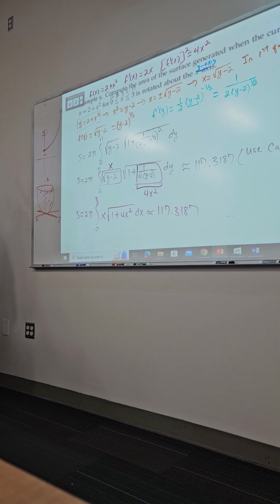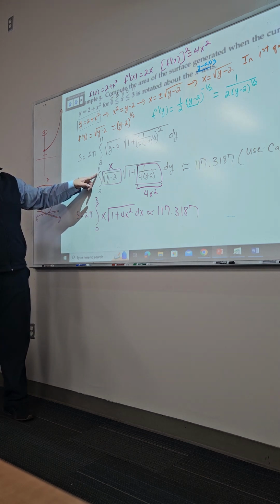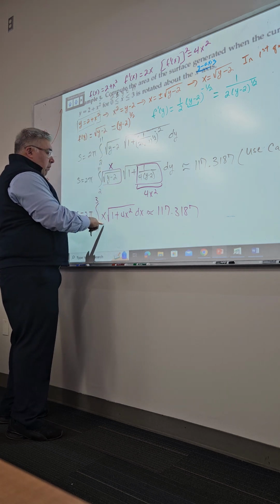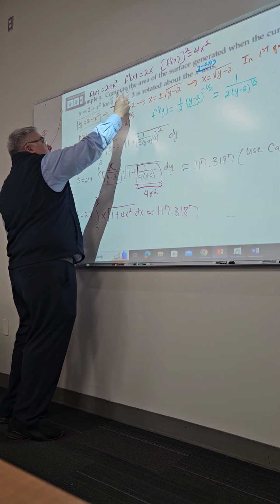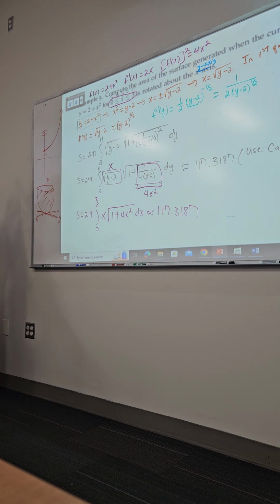Does that make sense? To not change any of the bounds, you have to change the bounds though? You kept the original 0 to 3. No, the original was from 2 to 11. Oh, I'm talking about, yes, if you're talking about, yes, you keep the original bounds. So if I'm going to leave it in terms of x, I keep the original bounds. Does this make sense?